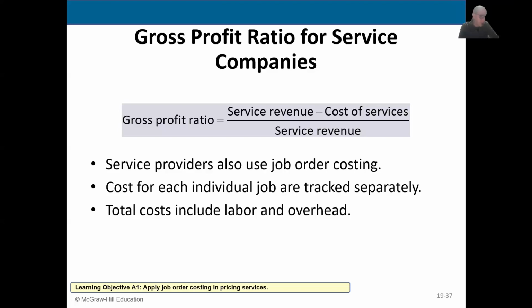You could do the same thing, of course, in a retail business. Sales minus cost of goods sold divided by sales. Same concept applies. Okay. Gross profit ratio. It's a great ratio to understand, especially as you're trying to set prices, things like that.